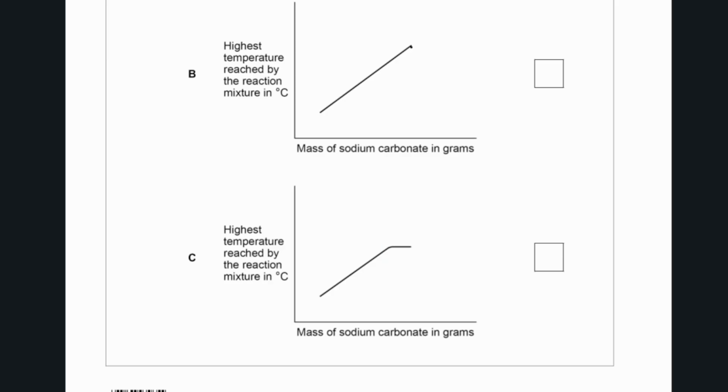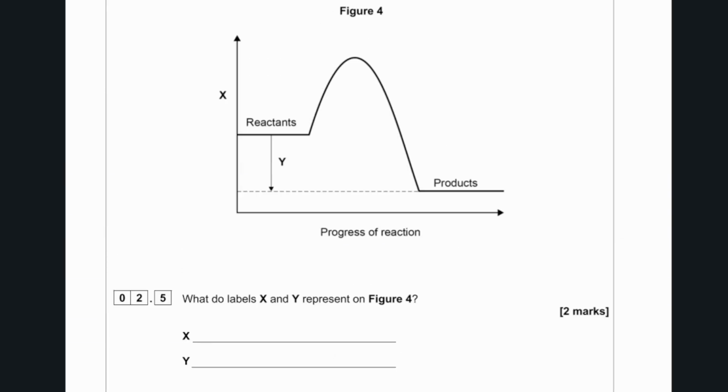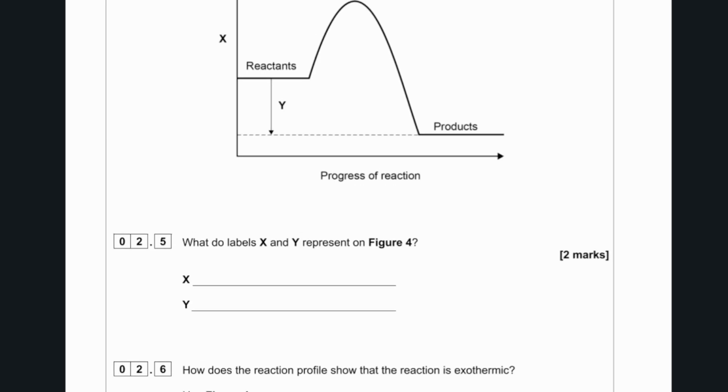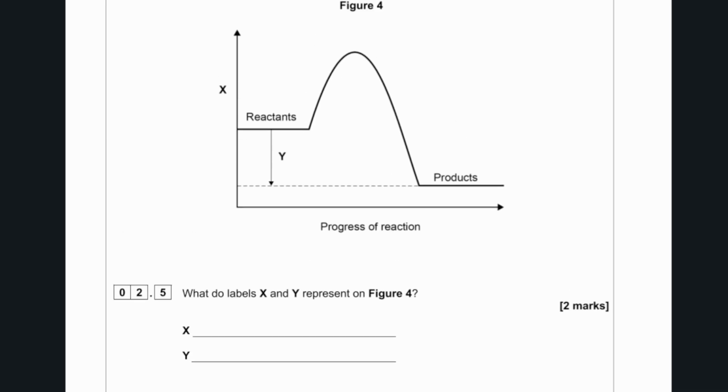That's because it's not actually affecting the reaction anymore. So over here, we put our answer as C. Figure 4 shows a reaction profile for the reaction of sodium carbonate with hydrochloric acid. And 2.5 will ask, what do labels X and Y represent on figure 4?